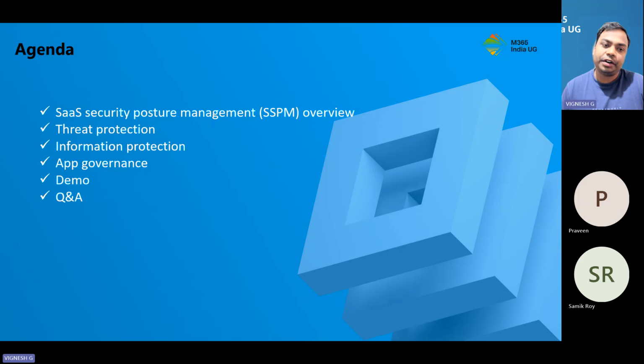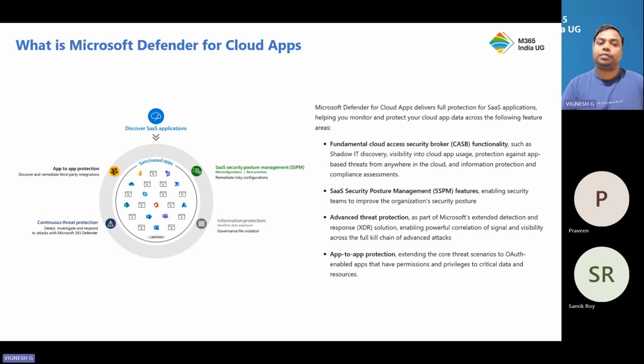In the previous session, we touched base on Microsoft Cloud App Discovery, which is basically something which helps you do a discovery. It gives a complete bird's eye view of all the SaaS solutions that are being used in your environment, right? So we were done with that. Today we want to focus on the remaining four features and capabilities, which are SSPM, threat protection, information protection, and app governance. And then we'll also do a demo on all these four capabilities, and then we can take some time for question and answers. So what is Microsoft Defender for Cloud Apps?